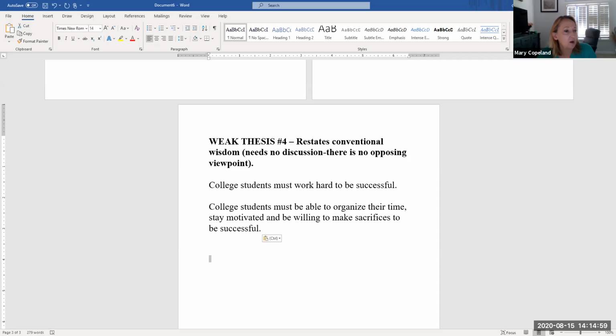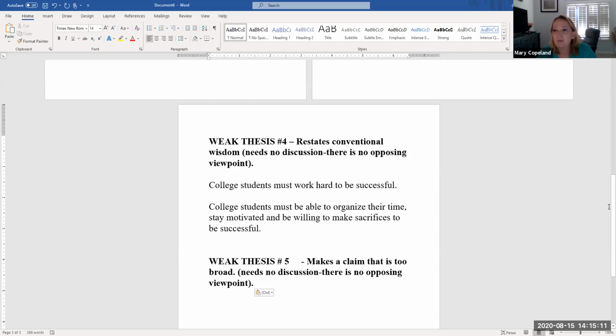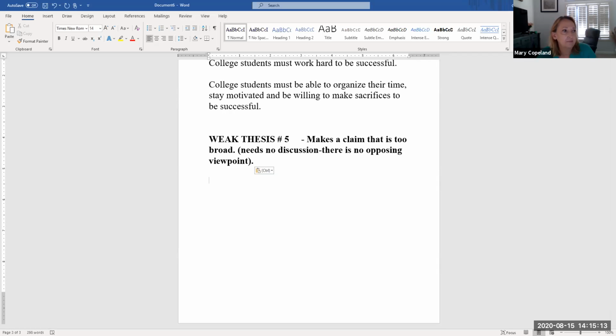And then the last one is thesis statements that are way too broad. Let me give you that. So, it makes a claim that's too broad and needs no discussion, no opposing viewpoint. Poverty is bad, right? It's like saying child abuse is bad. People want to always write a paper about sex trafficking, and it's like, well, what are you going to say about it? It's horrible.